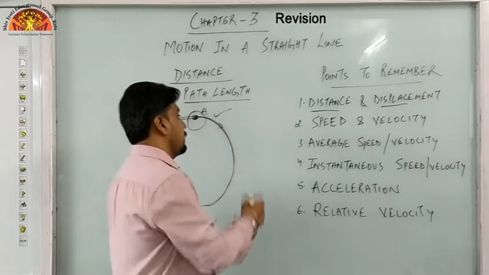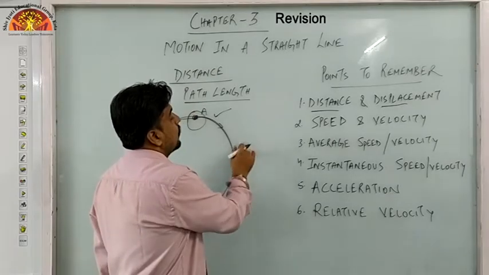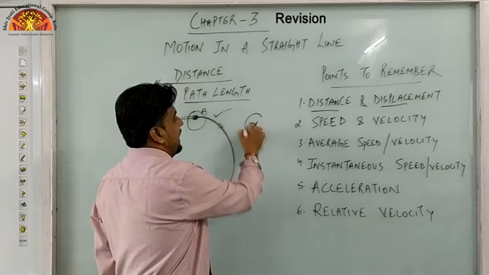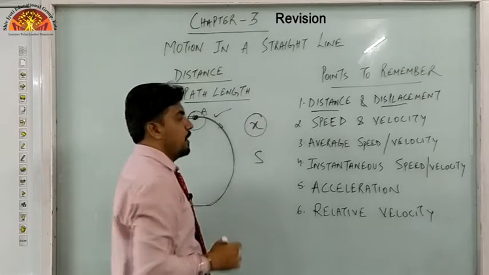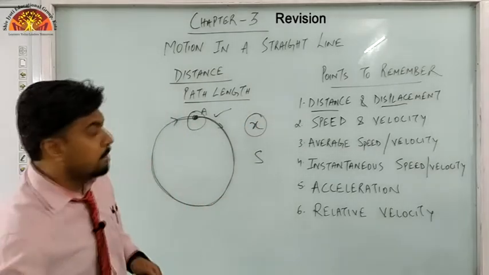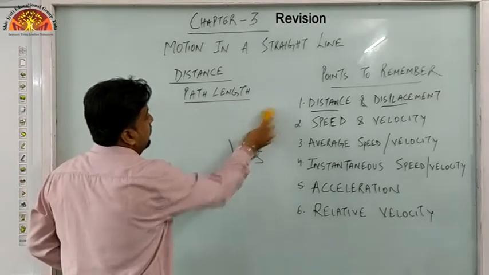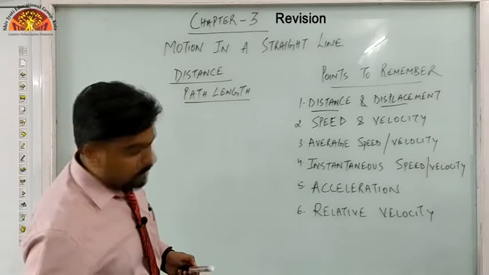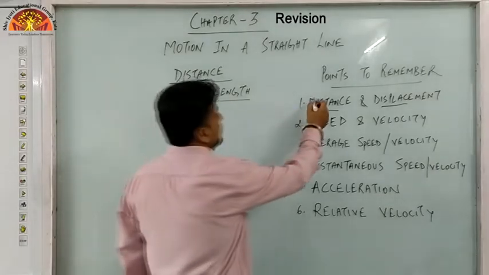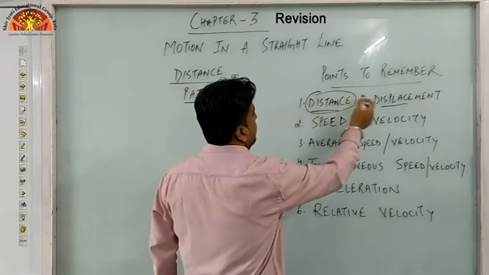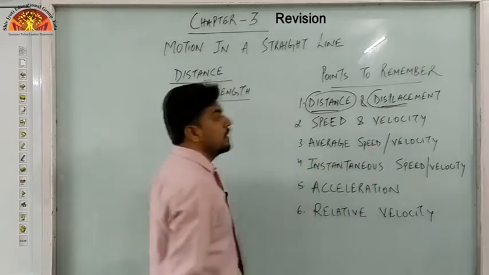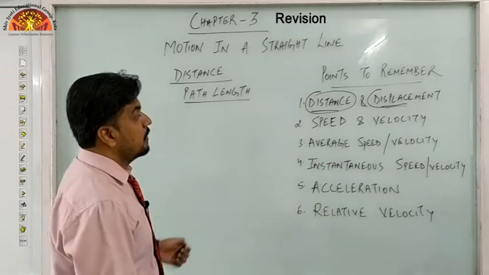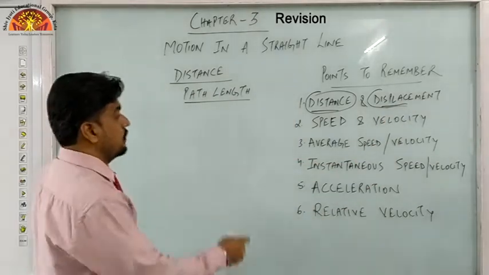In the chapters which we would be going through now, it is represented by X or S. Just remember these symbols. Next we have speed and velocity. Again, before we go to speed and velocity, understand that distance is a scalar term, and displacement is a vector term. Displacement needs direction, but distance does not need direction.